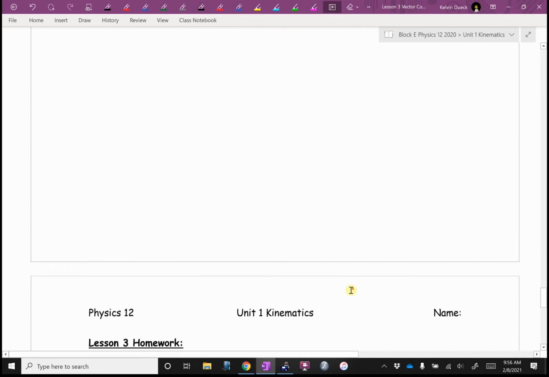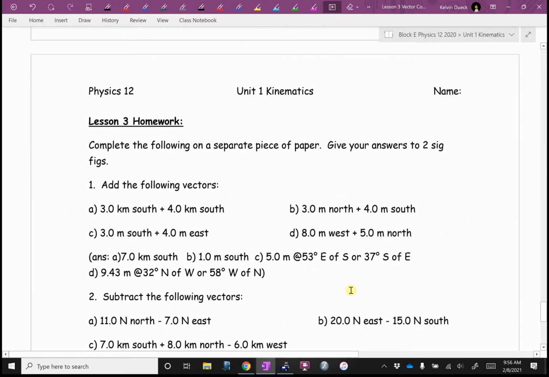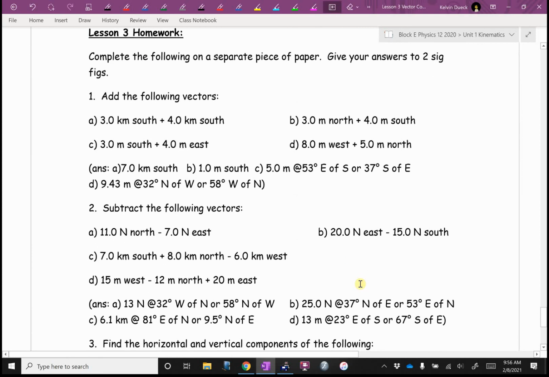What's your homework? You're probably going to need to do these on a separate piece of paper because you're going to need to DULP. Draw a little picture. Number 1, add the following vectors. A, you can probably do in your head. What's 3 south plus 4 south?